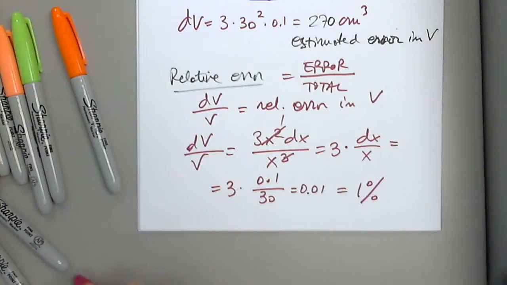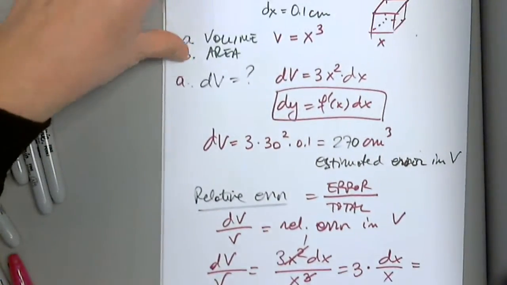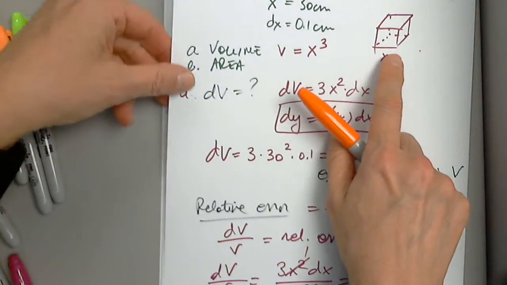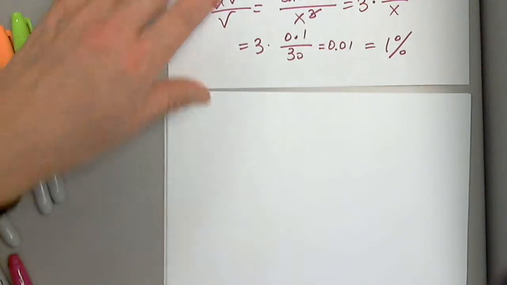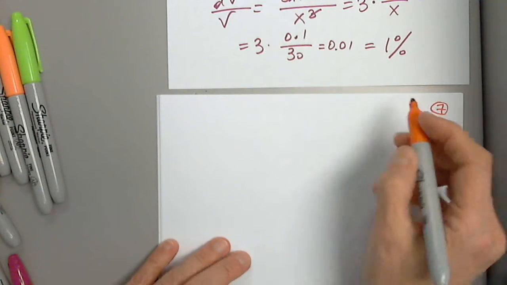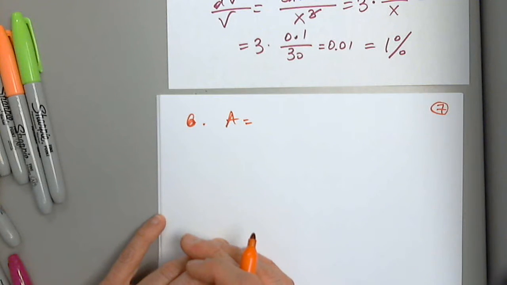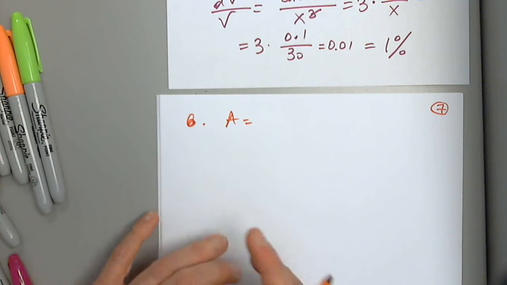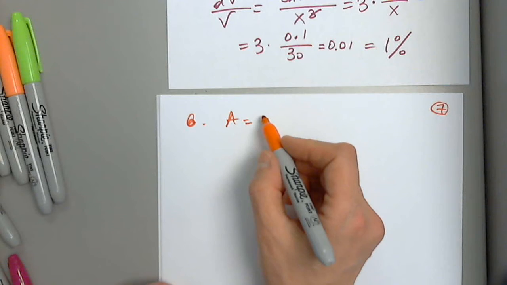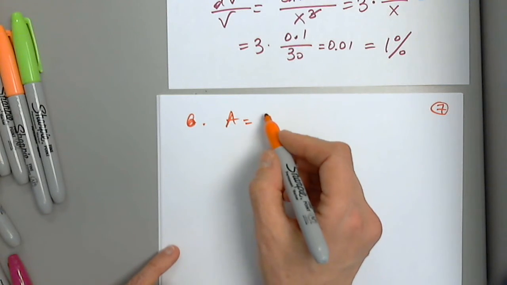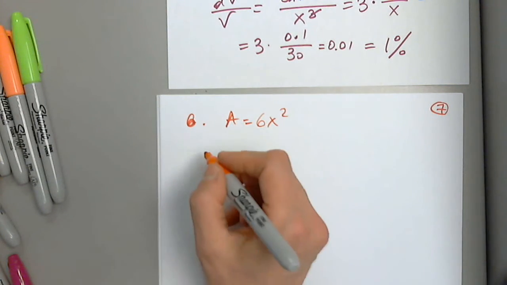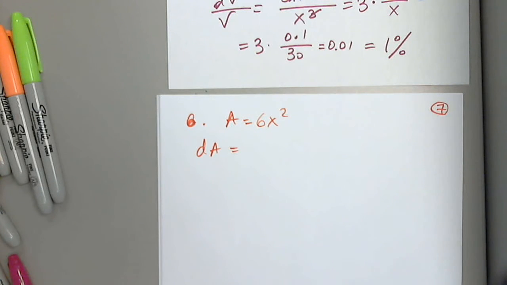We're asked to do the same thing for the area. Ready? So what is the total or the surface area of the cube? What will you say? Part B, the area. Times how many? 6x squared. Very good. We want to determine the estimated error created by a minor error in the edge.